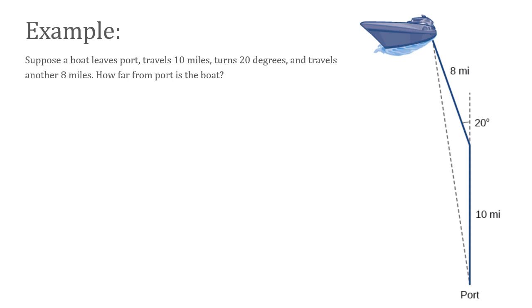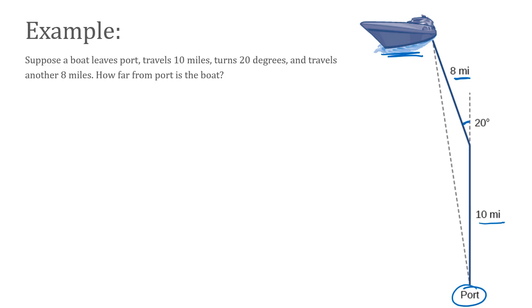So there's an image on this one, and we can see that leaving the port, the ship goes that 10 miles and then makes a 20-degree turn. So it leaves the port, goes 10 miles, makes a 20-degree turn. That 20 degrees is the little piece up at the top, and then it goes another 8 miles. And the question is, how far from port is the boat?